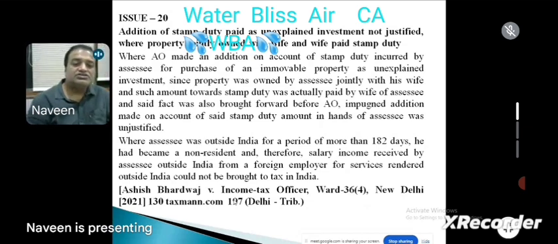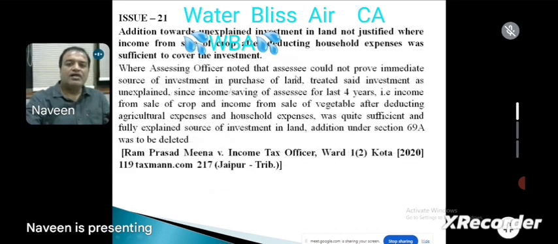Where the assessee was outside India for a period of more than 182 days, he had become a non-resident, and therefore salary income received by the assessee outside India from a foreign employer for services rendered outside India could not be brought to tax in India. Now, this is your Jaipur Tribunal case 2020, Ram Prasad Meena.